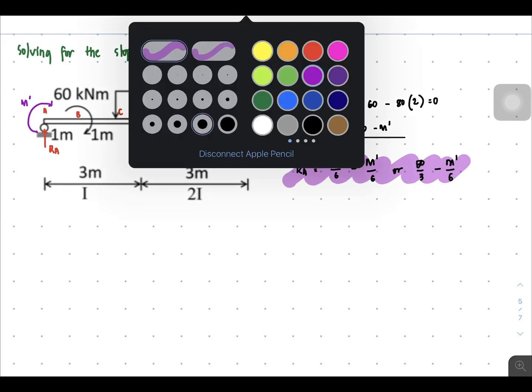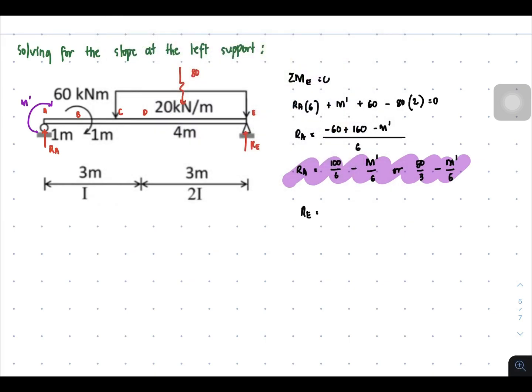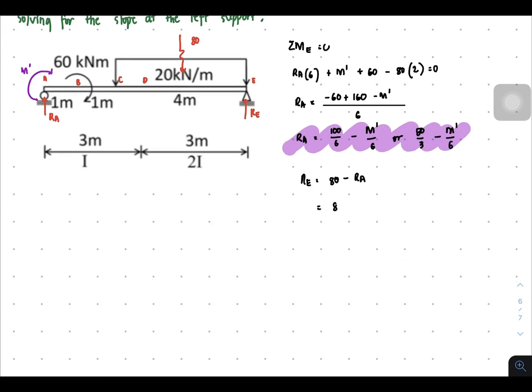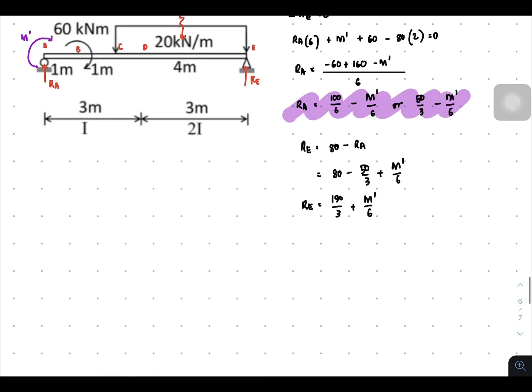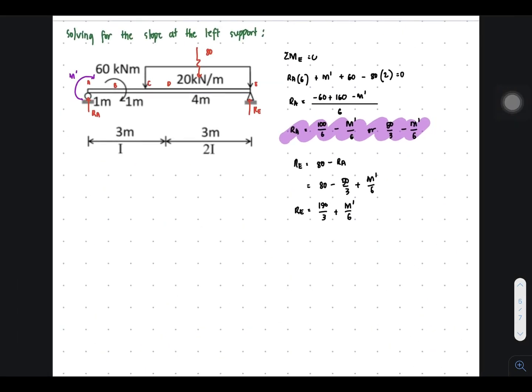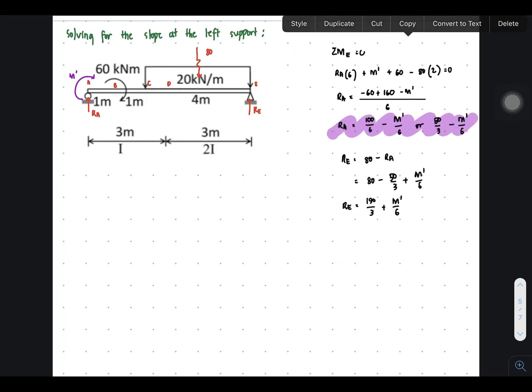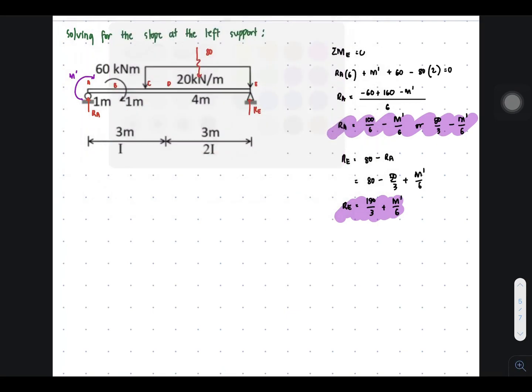So this is our reaction, and we will be solving for RE, which is 80 minus RA. So that would be 80 minus 50 over 3 plus M prime over 6. So RE now is 190 over 3 plus M prime over 6. And let's move it to the right side. So this is our reaction.